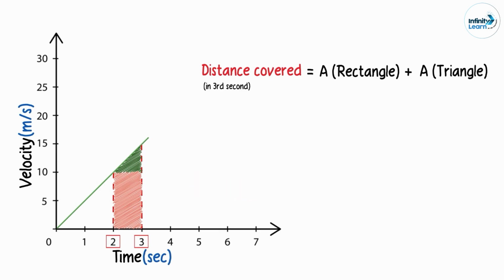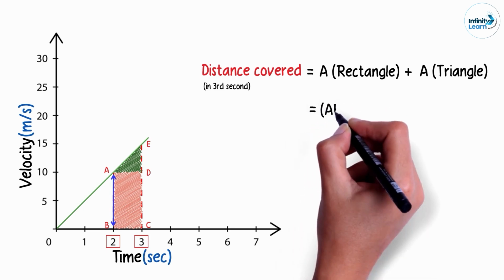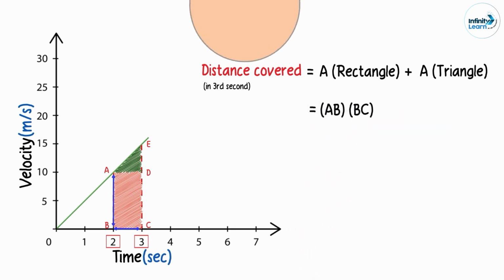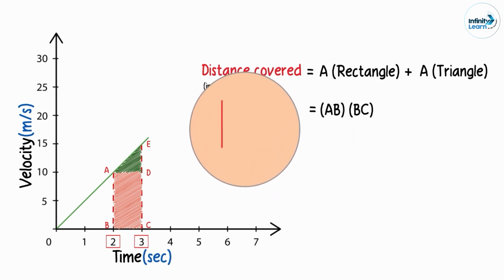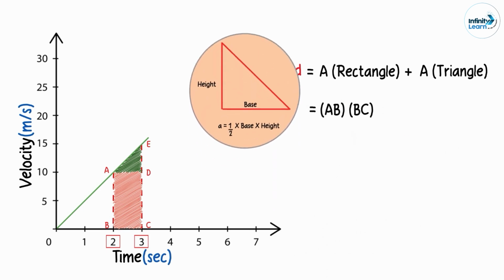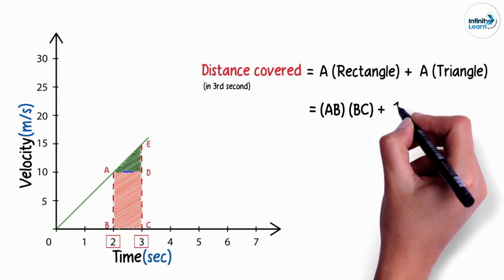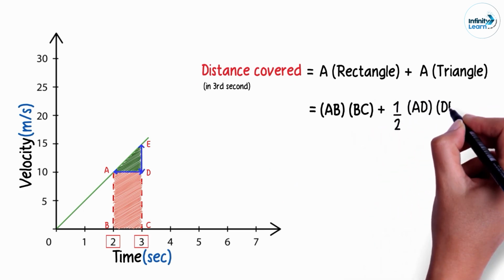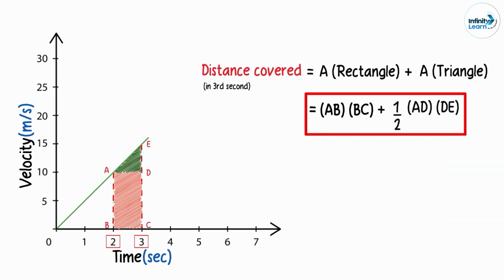Let's name the rectangle ABCD and let's call this point E. The area of the rectangle will be AB times BC. And do you remember the formula for the area of a triangle? Yes, it's half base times the height. The area of the triangle will be half AD times DE. Adding these two will give us the total area. Hence, the total distance covered will equal AB times BC plus half AD times DE.